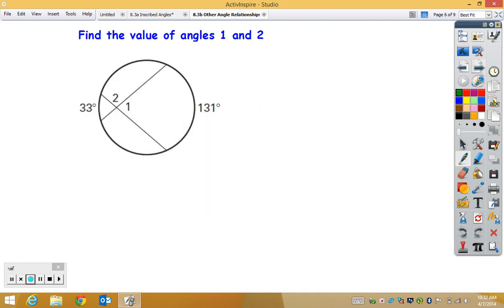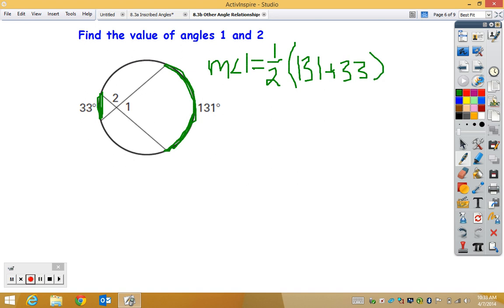So in this example, we want to find the values of angles 1 and 2. So let's first try and find the measure of angle 1. And the measure of angle 1 is equal to 1/2 the sum of 131 plus 33, because 33 is the arc of angle 1's vertical angle. So measure of angle 1 equals 1/2 131 plus 33. So that equals 164 divided by 2.